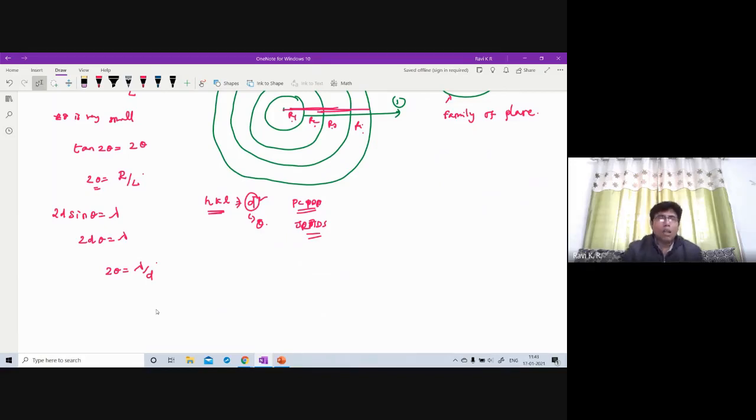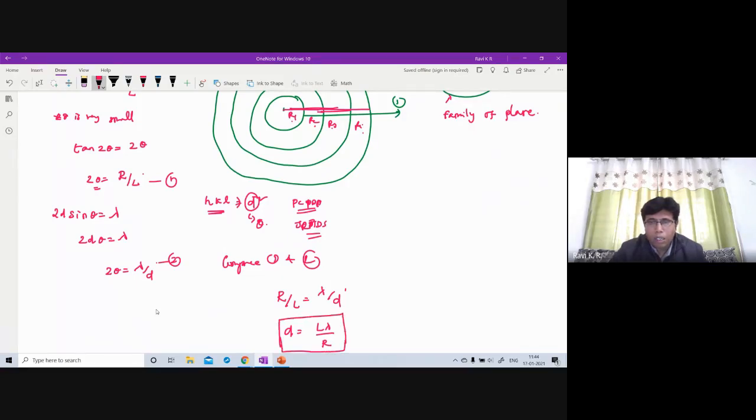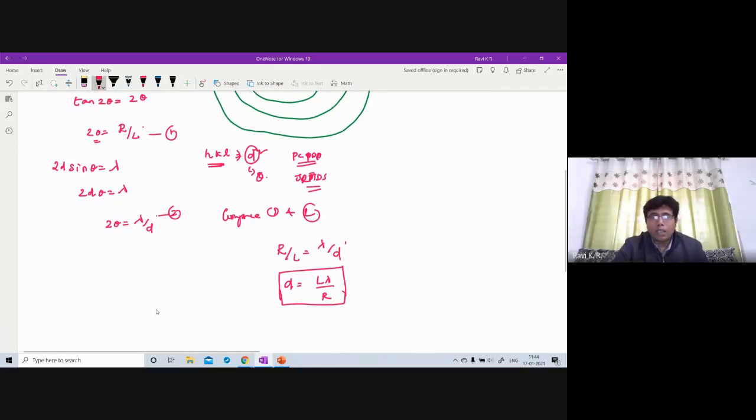Okay. Now you connect these two equations. Let's say this is 1 and 2. Compare 1 and 2. You start seeing that R by L is equal to lambda by D. So what we want is actually the D. That means you rearrange the equation to D equals L lambda by R. This is a very, very important equation for understanding the ring pattern.